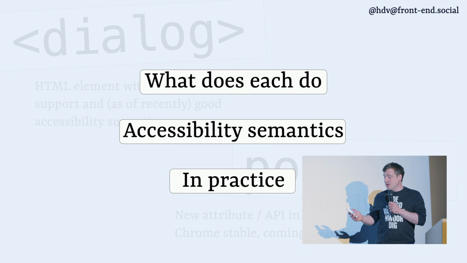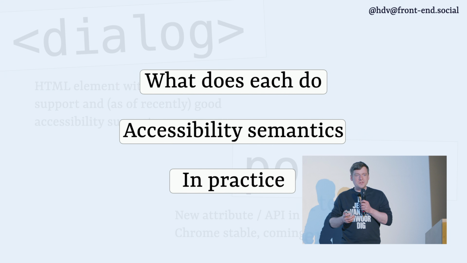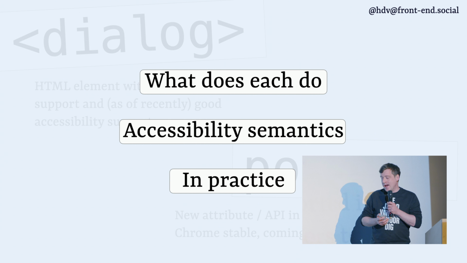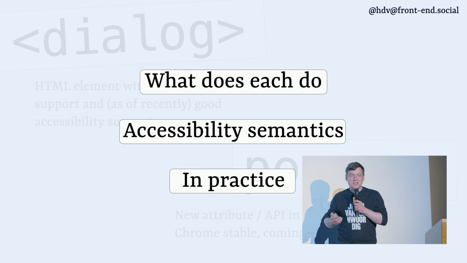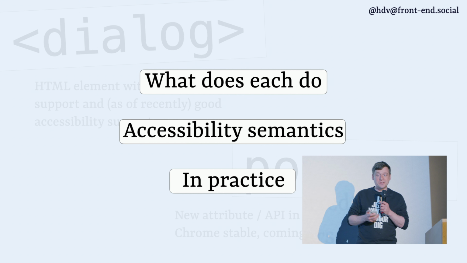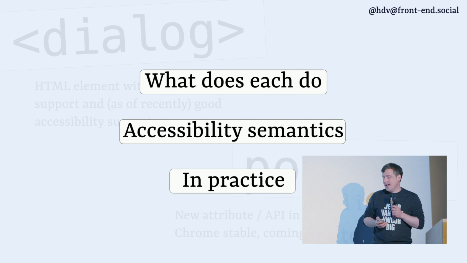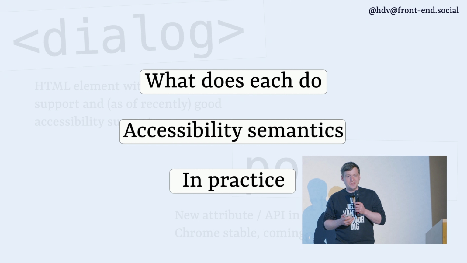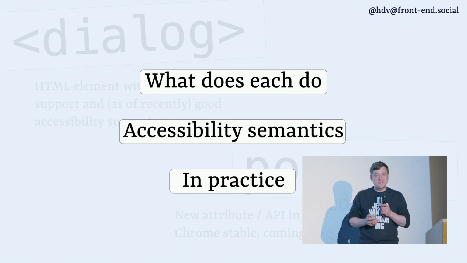So in today's talk, I'll focus on kind of what each of those things does and how they kind of are different. Then I'll talk about accessibility semantics, what kind of things you can consider and what kind of things you get for free as well by using these features. And then we'll look at some gotchas that you'll find when you use them in practice.